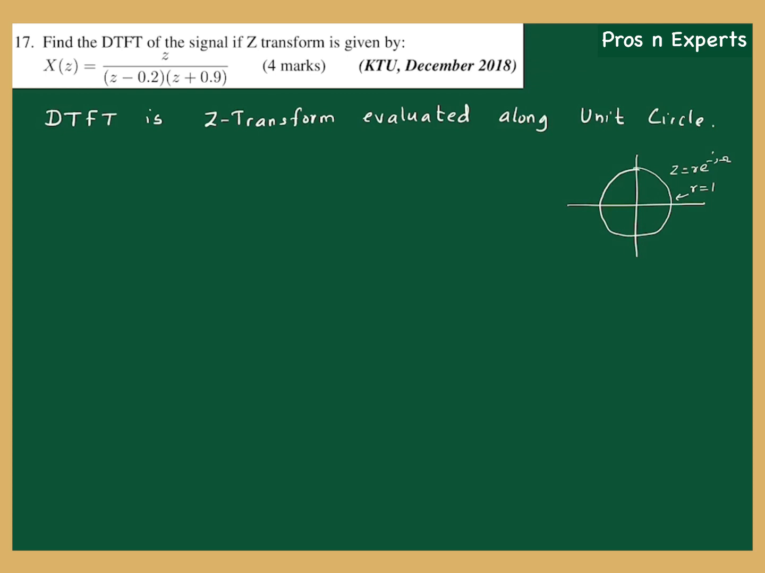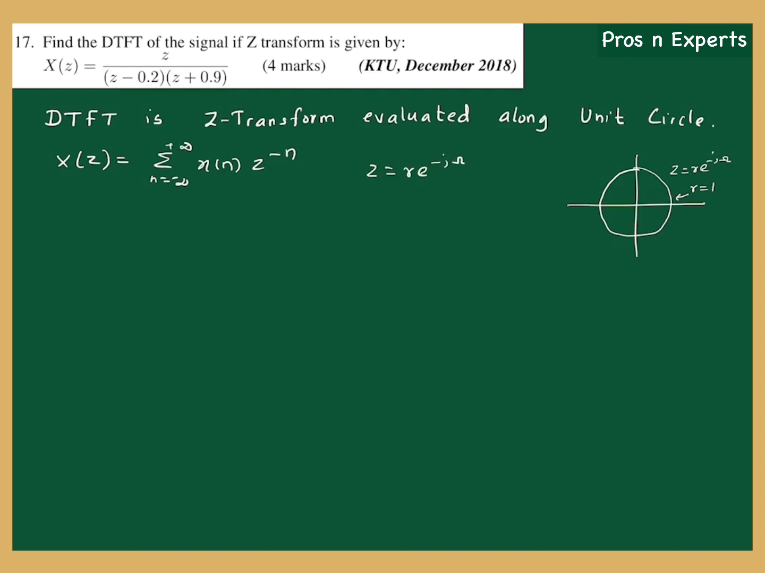Then we have taken the definition for Z transform: X of Z is equal to sigma n equal to minus infinity to plus infinity, x of n Z raised to minus n, but Z equal to R e raised to minus j omega.